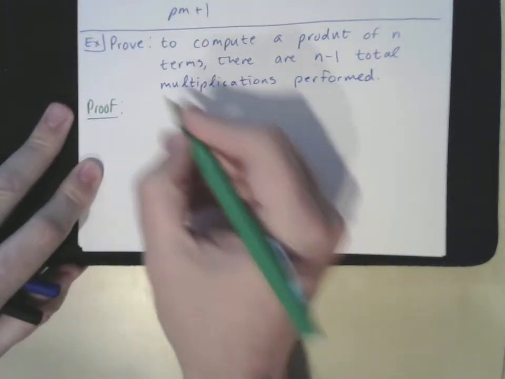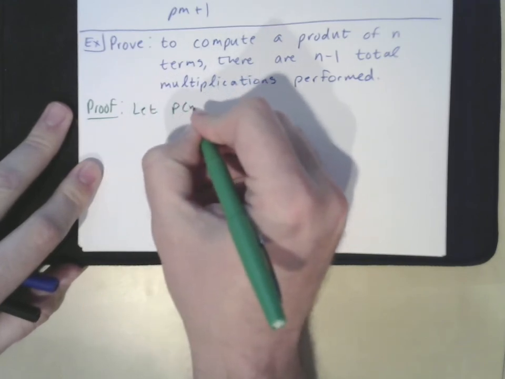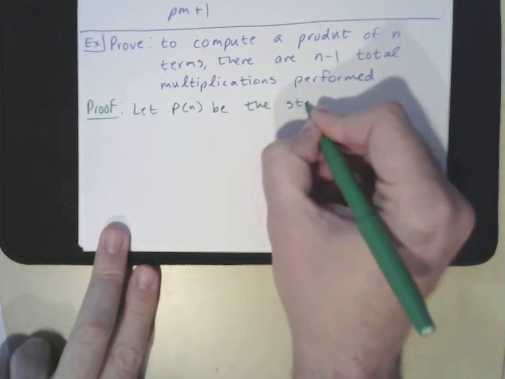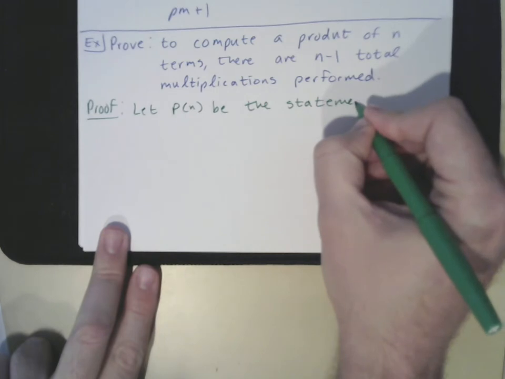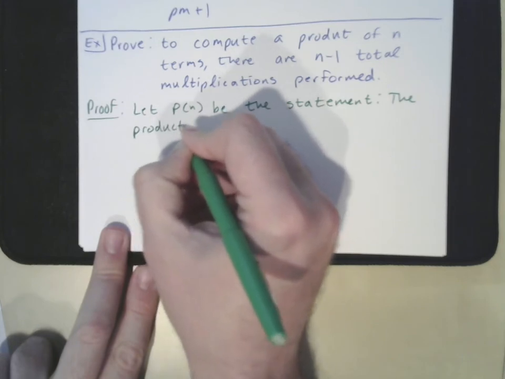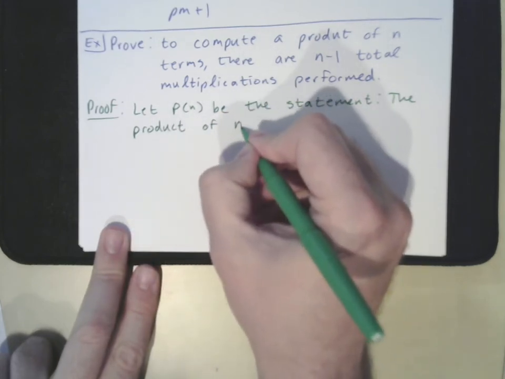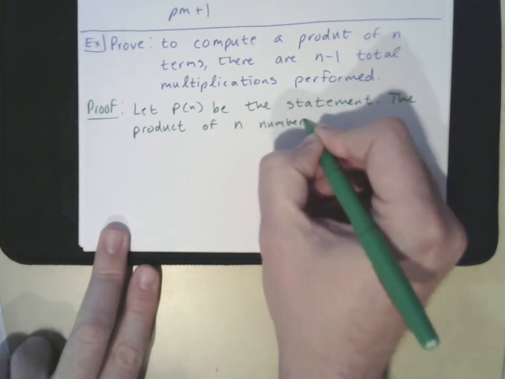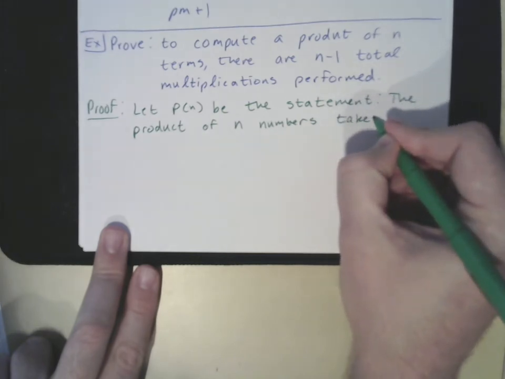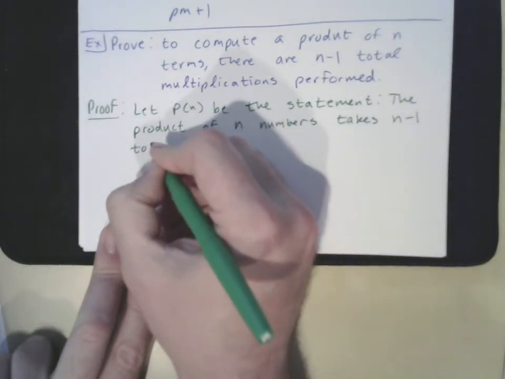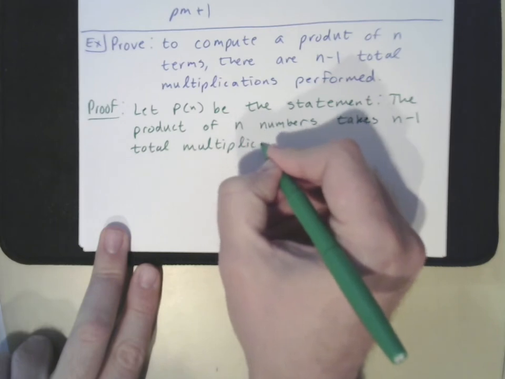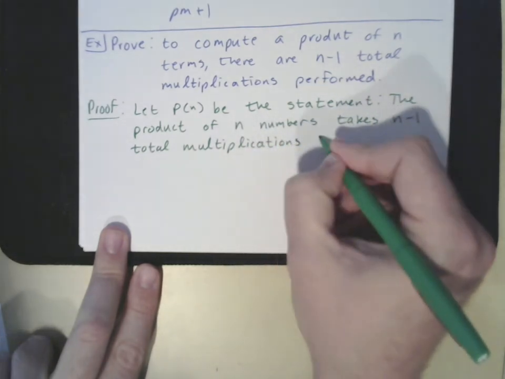So induction proofs, I'll start the same way. Define your P of n, so let P of n be the statement: the product of n numbers takes n minus 1 total multiplications to complete.